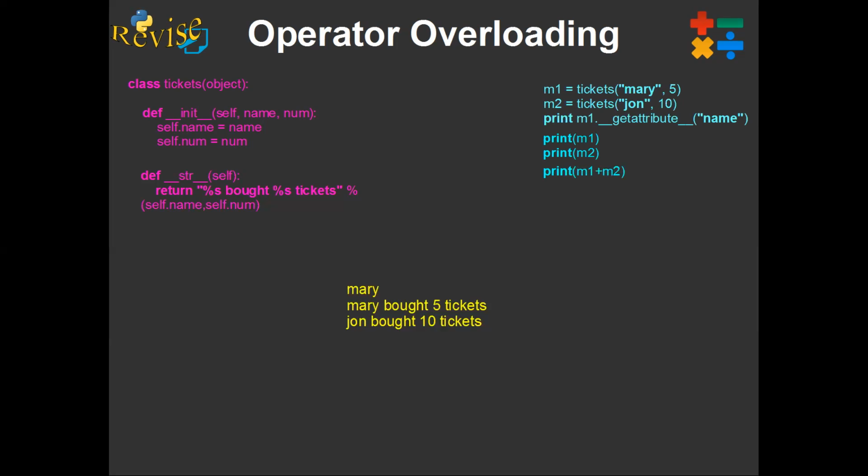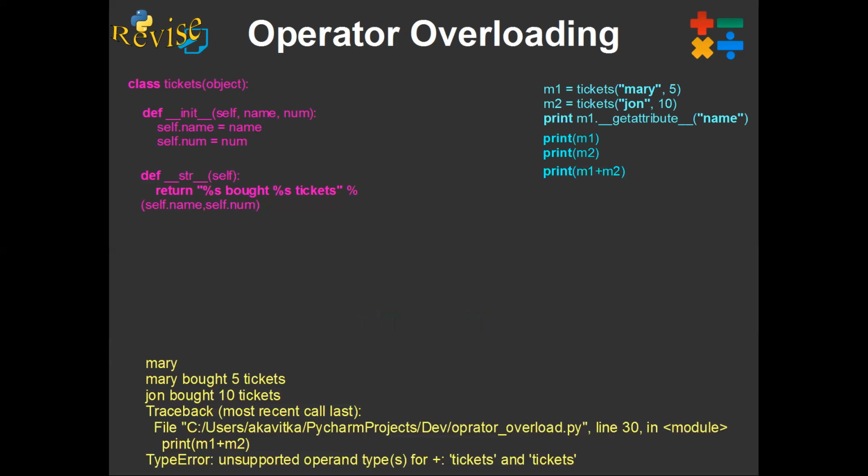So we are going to print M1 plus M2. Is this going to work? Our plus operator is going to print total tickets, that is 15. Let's see what happens. First Mary gets printed. Mary bought 5 tickets, John bought. Now we expect to print total 15 tickets. We get an error because the plus operator doesn't support addition of these two objects.